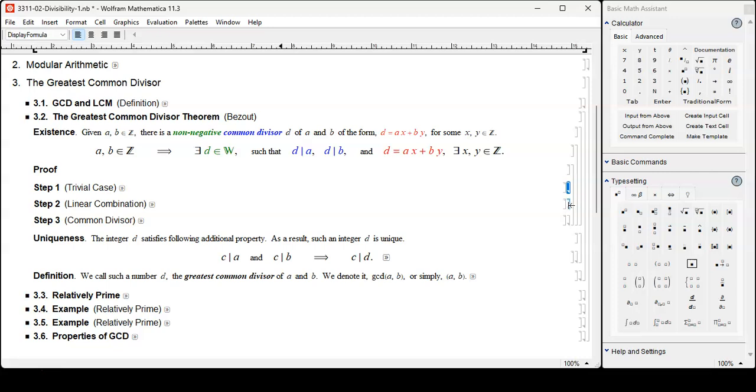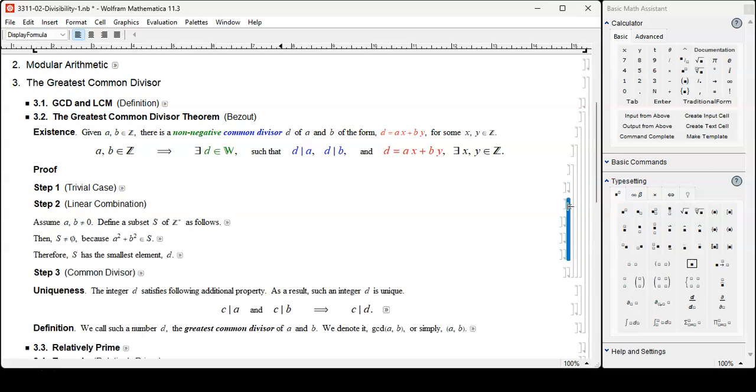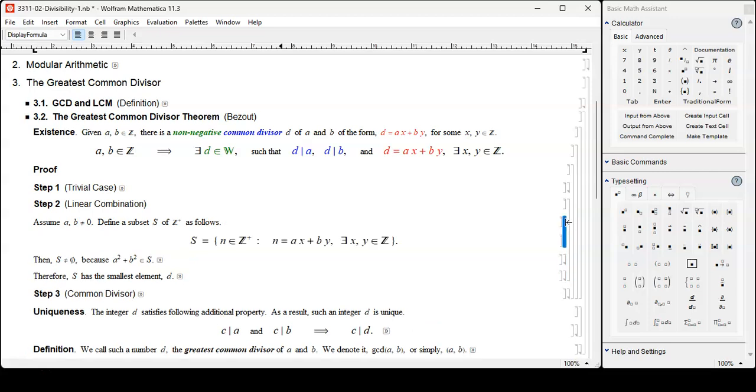For the rest of the problem, let us assume neither a nor b is 0. Let's assume they are both non-zero. Then let us define a subset S of Z plus like this: the set of all linear combinations of a and b which result in a positive integer. So all ax plus by forms that result in a positive integer. Remember the property of Z plus? It is well ordered, so every non-empty subset has a smallest element, the minimum, and that's what we want.